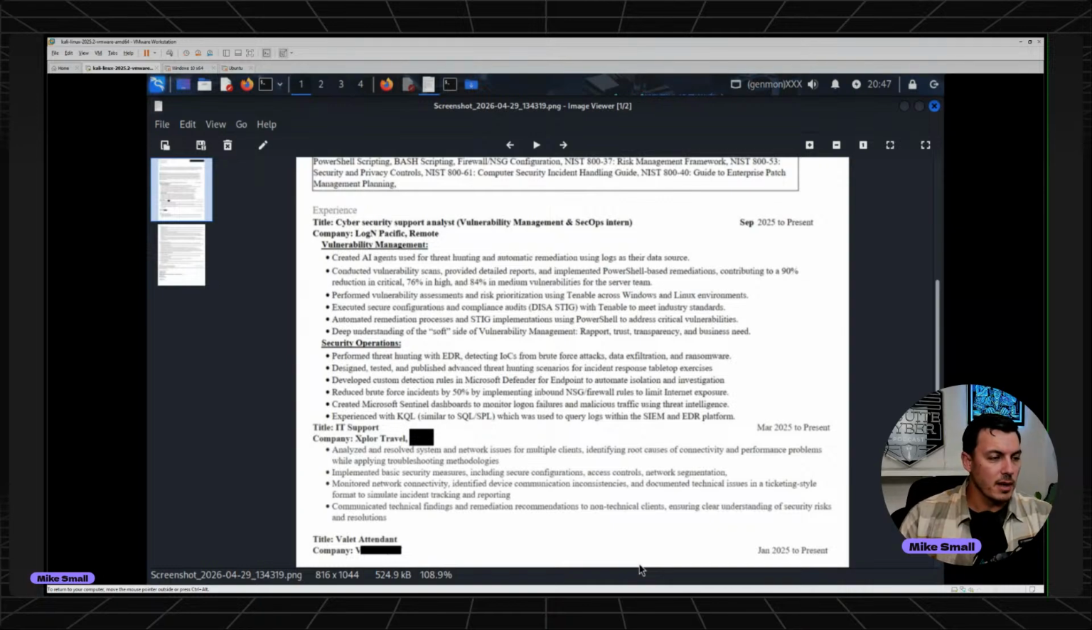So we got analyze, resolve system network issues, not particularly applicable. Implemented basic security measures, including secure configurations, access controls, network segmentation. Maybe. Monitor network connectivity, identify device communication inconsistencies, documented technical issues in ticketing style. Not necessarily applicable. You could orient that one to be more applicable and talk more towards doing network-focused analysis in the SOC.